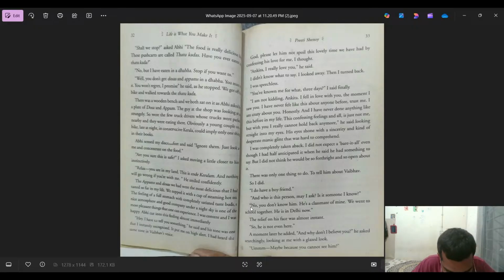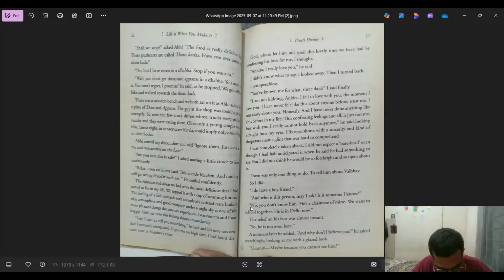I promise, he said as he stopped. We got off the bike and walked toward the Thatu Kada. There was a wooden bench and we both sat on it as we asked for a plate of dosa and appam. The guy at the shop was looking at us strangely. So were the few truck drivers whose trucks were parked nearby, eating there.